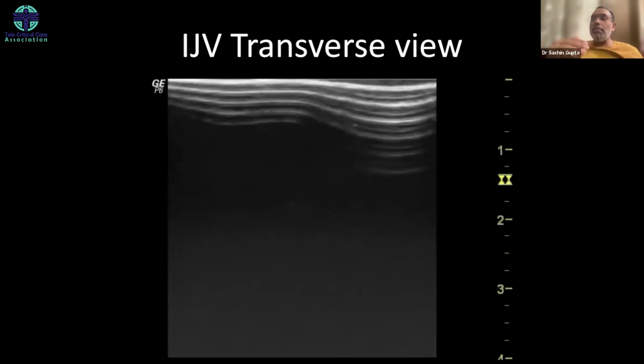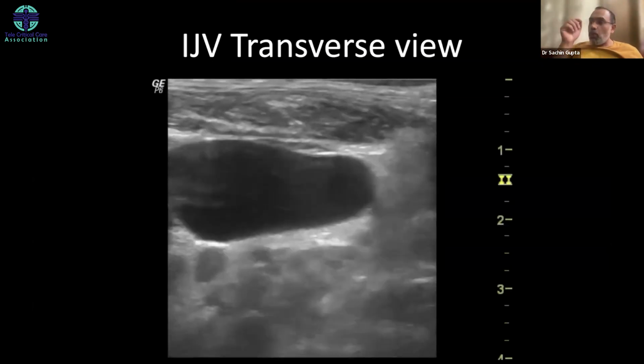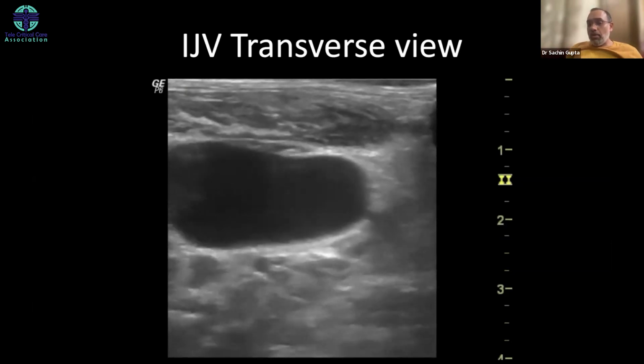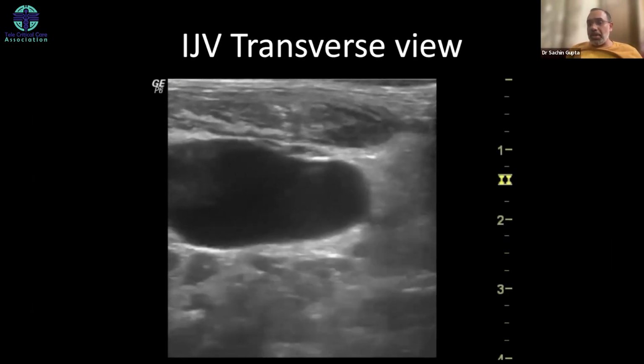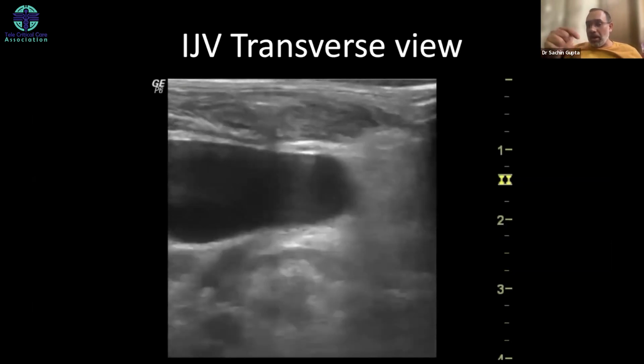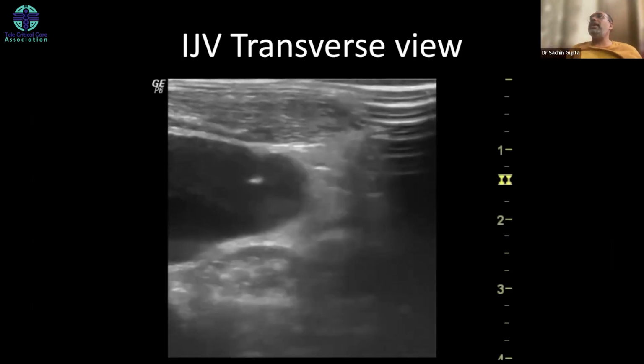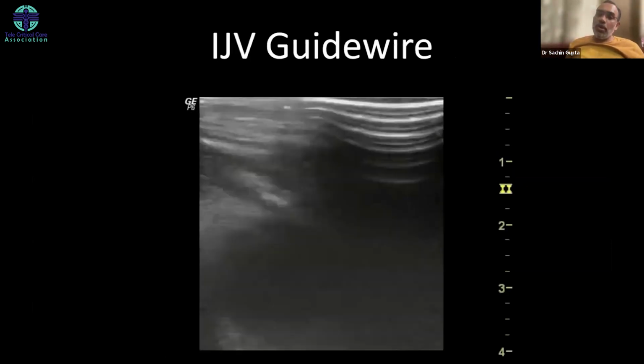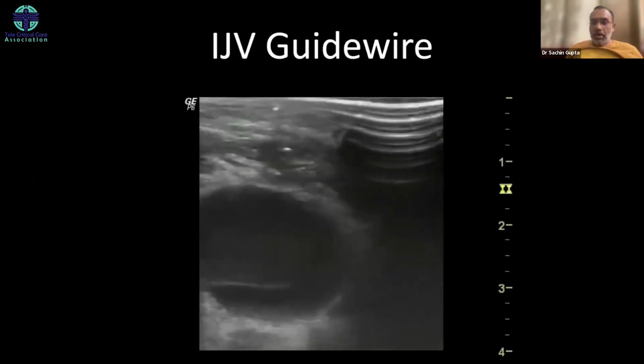So we have followed the path of the needle, and we see that when the tip is being inserted, you see an indentation on the venous wall. If you can appreciate, you see an indentation. The wall is being dipped down, and then you get an insertion. And this is how you should always follow when you're doing a transverse view, right?